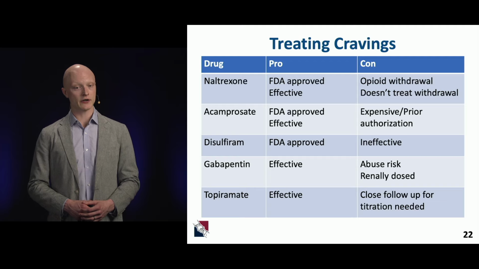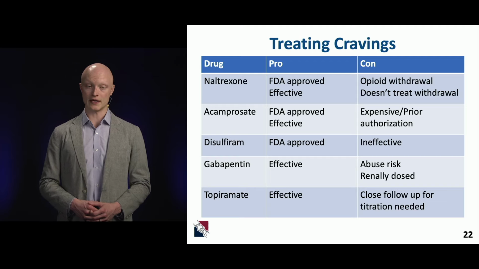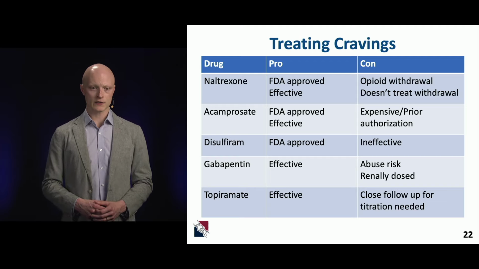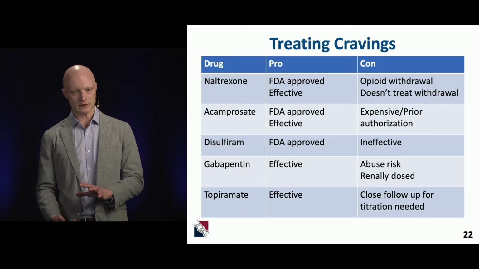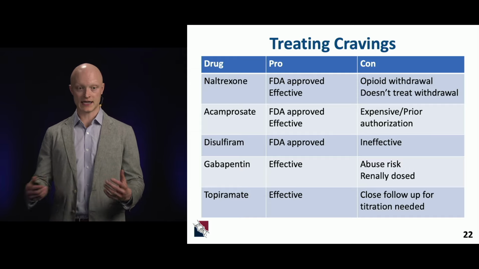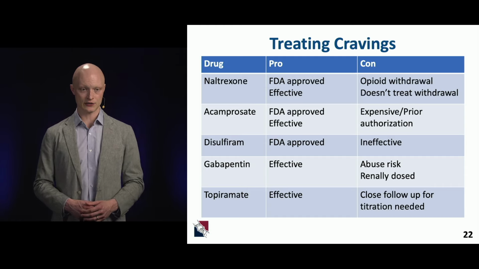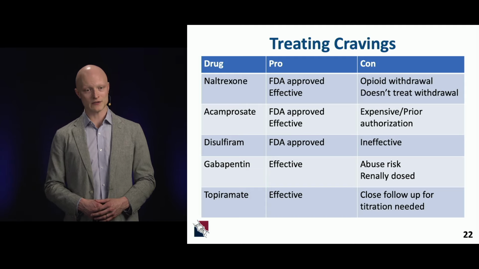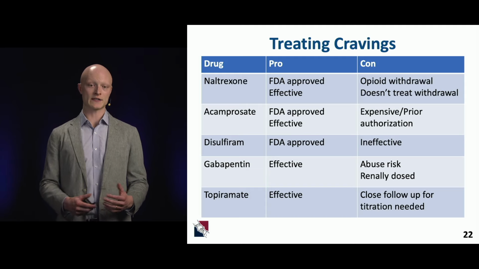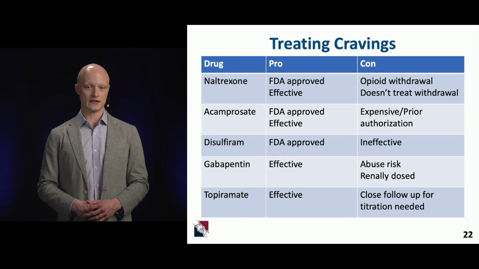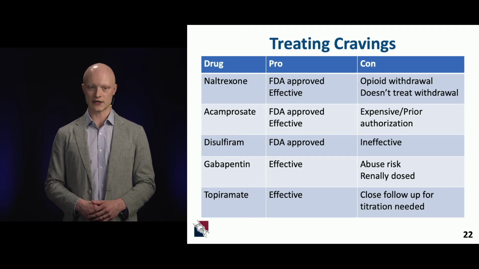Acamprosate is another FDA-approved option for treating cravings. It works by fixing the imbalance between glutamate and GABA systems in patients who use alcohol frequently. It is very effective, just as naltrexone, but there are some issues with it. It is also quite expensive, and it does additionally require prior authorization typically.